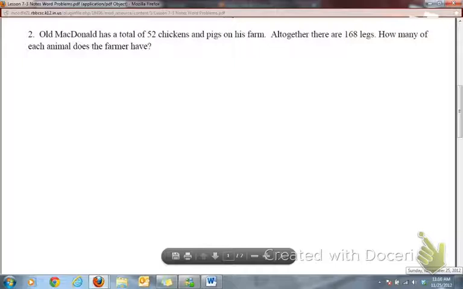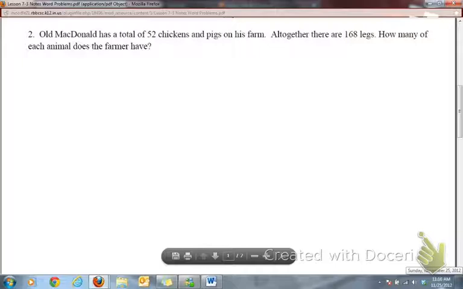Okay, in the second problem, we have Old MacDonald again, and you might remember a problem like this from when we were graphing. We had done a problem with Old MacDonald having chickens and pigs. Well, I think you're going to be grateful that we don't have to graph on this one because the numbers are going to be really big.